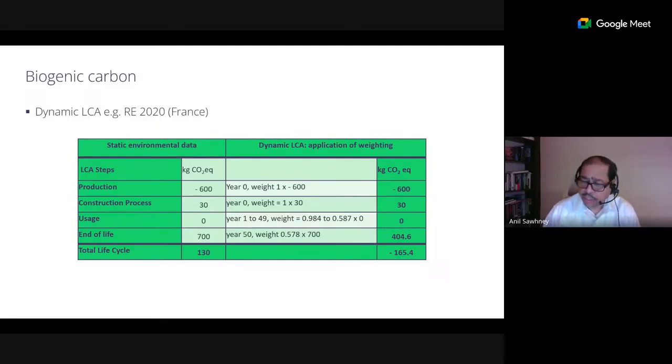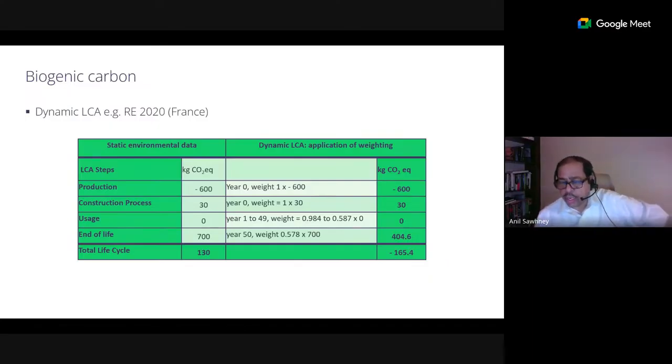But when the timber beam leaves the system, they apply a factor of 0.578, which comes through the dynamic LCA calculations for emissions. So only 404.6 kilograms carbon dioxide equivalent is released out of your system. So basically what's happening is you are getting a credit for storing carbon for 50 years. That net is a negative 165.4.